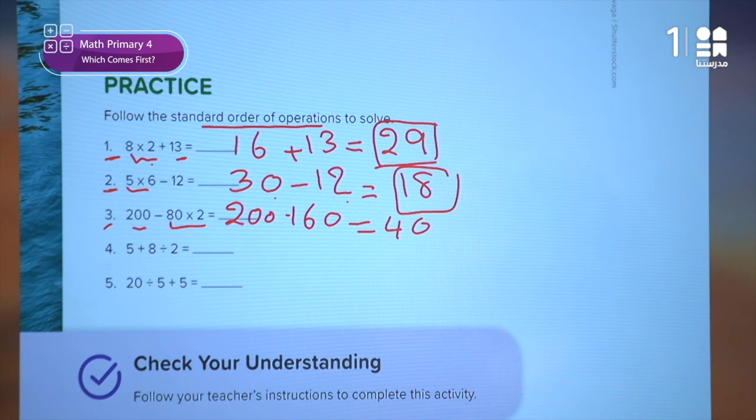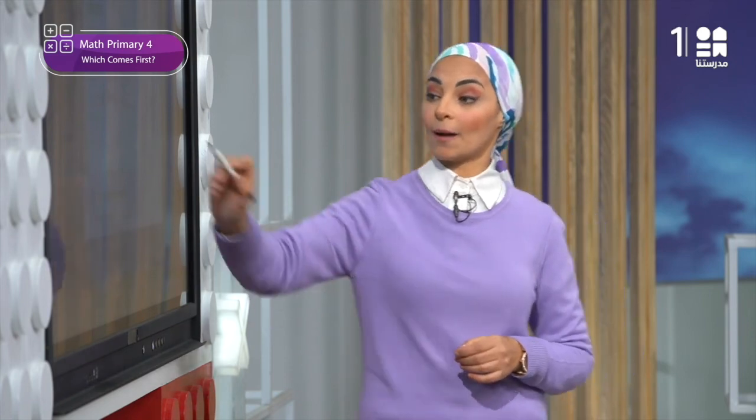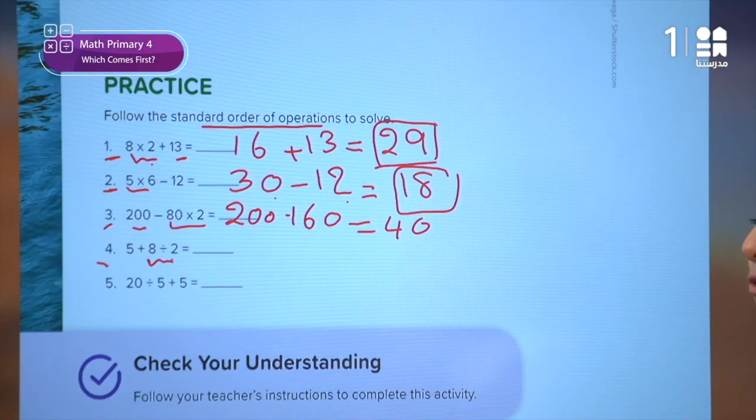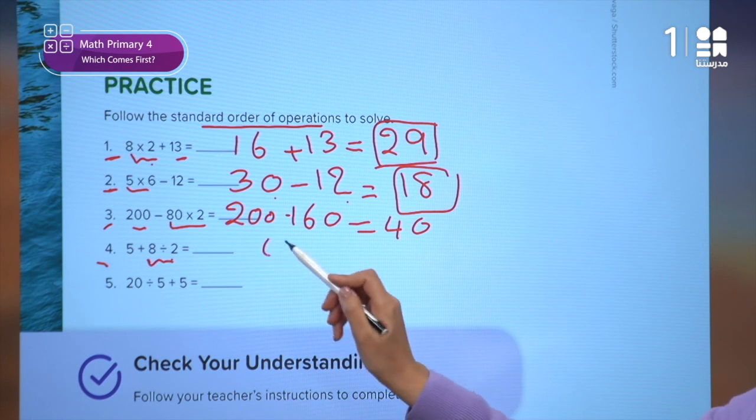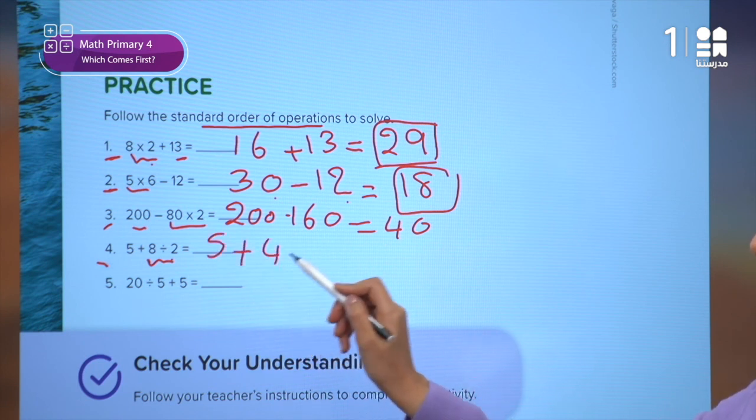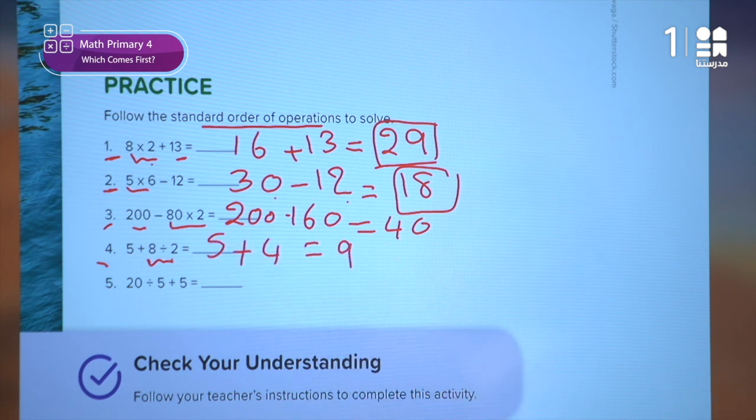Let's move to problem number 4, which has addition and division. As we can see, problem number 4 has addition and also division. So I will start with division first. So I will do 8 divided by 2. 8 divided by 2 equals 4. So I will do 5 plus 4 equals 9.